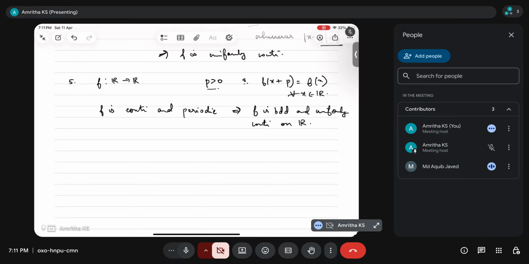And if we prove that f is bounded on the closed interval [0,p], then I think it is bounded. Yeah, that is the idea. f is bounded on [0,p] implies f is bounded on R.